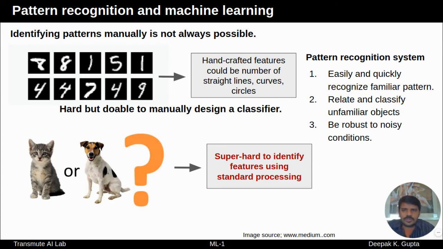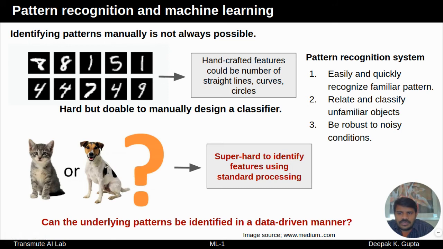Third, these should be robust to noisy conditions. If we are able to characterize this dog in a very clean condition, we also want our model to be able to identify the picture of the dog in difficult conditions as well. These three basically form the important characteristics of our pattern recognition system.